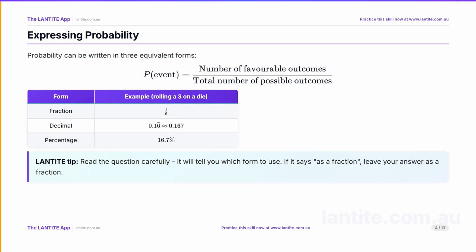Probability is calculated as the number of favorable outcomes divided by the total number of possible outcomes. You can express this as a fraction, a decimal, or a percentage. For example, the probability of rolling a 3 on a standard die is 1 out of 6, which is the fraction 1/6, the decimal 0.167, or 16.7%. On the LANTITE, the question will usually specify which form to use, so read carefully.